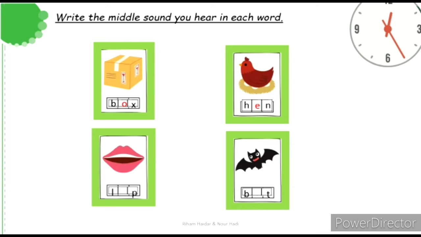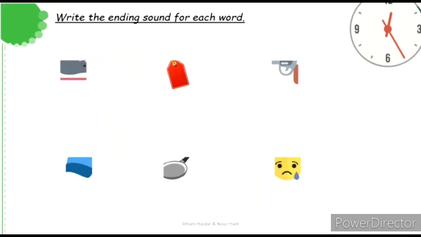Very good. The third picture is lip. Lip. The middle sound that you hear here is i. Whenever you hear the sound i, you have to write I. Good job. The last picture is bat. B, a, t. Whenever you hear the sound A, you have to write, who can guess? Very good, the letter A.